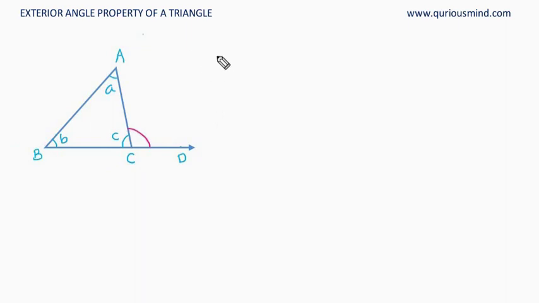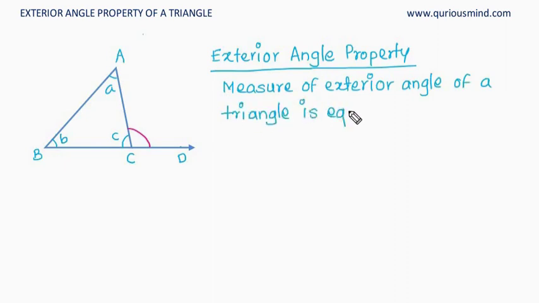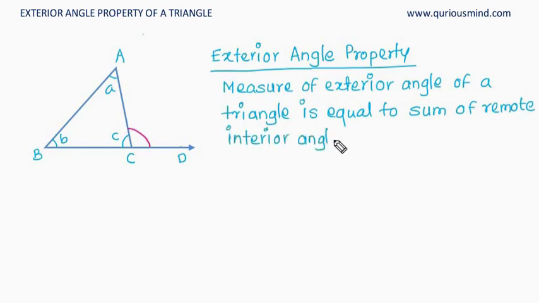Now let's talk about what the exterior angle property states. It states that the measure of the exterior angle of a triangle is equal to the sum of the remote interior angles. Now what does remote interior angle mean? So we'll see what they mean.